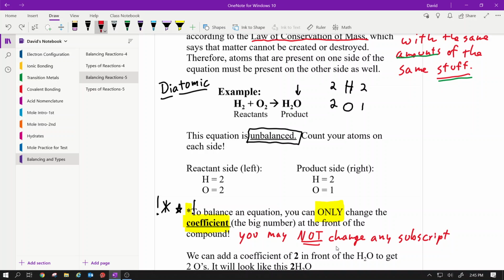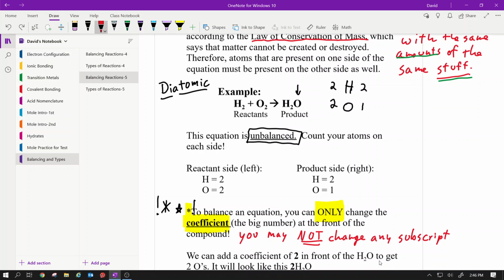Because at that point you would actually be altering what is produced, and you do not have that ability as the chemist in the lab. You cannot alter the way that nature functions. Now, you could choose to manipulate that by controlling what you react. But Andrew, if you've decided, hey, I'm going to react these things, you can't then decide, but I don't really like that product. I want it to be different. Okay, no, thank you for playing, but you are not that powerful. You do not have that choice. Okay? So you may not change any subscripts.